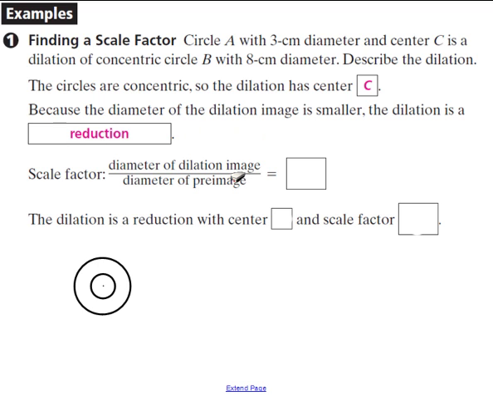Right? It's getting smaller, it's being reduced. And to find the scale factor, even if it's not a circle, you just take a measurement of the dilation, divide by a measurement of the pre-image, as long as they're corresponding measurements. In this case, with the circle, the information we're given is diameter. So we take the diameter of the image divided by the diameter of the pre-image, and that gives us our scale factor. So the things that we need in order to describe a dilation would be whether it's a reduction or an enlargement, the center of that dilation, and its scale factor.